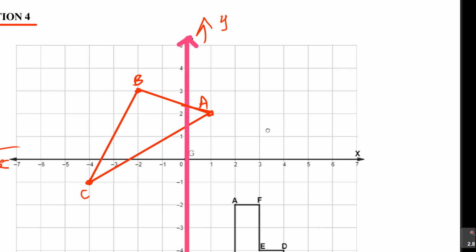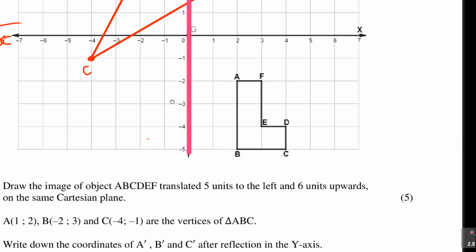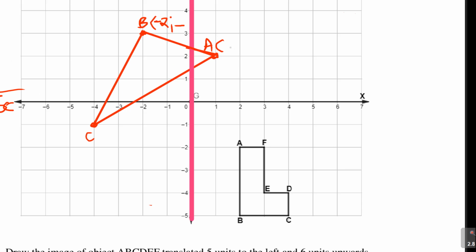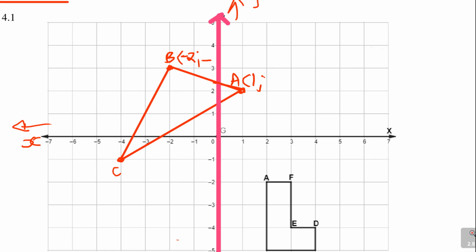Okay, so look at this. If B is here, so now you focus, just because it's along the y-axis, you focus on minus 2, forget about the other one. And then A, what was the coordinate of A? You also focus on 1. That's the one that is going to change. Forget about the y value because it's along the y-axis. And C is minus 4. You see what I'm doing? You forget about the y value. So from minus 4, it will become 4.